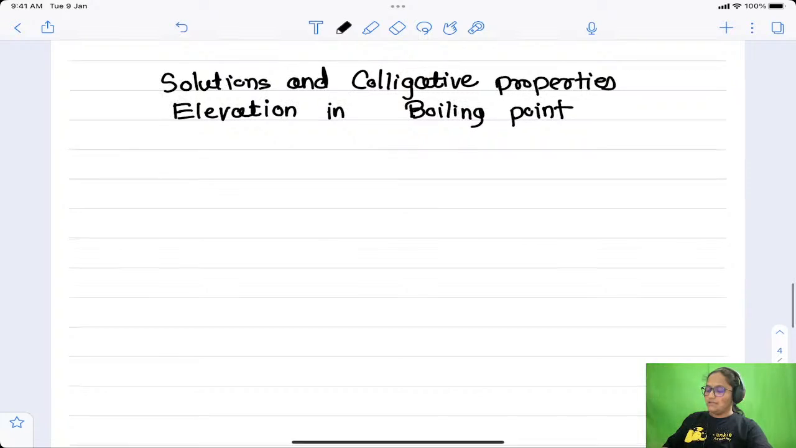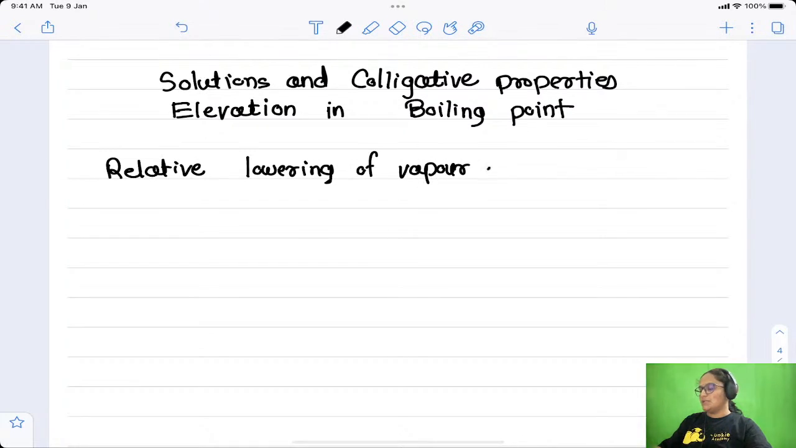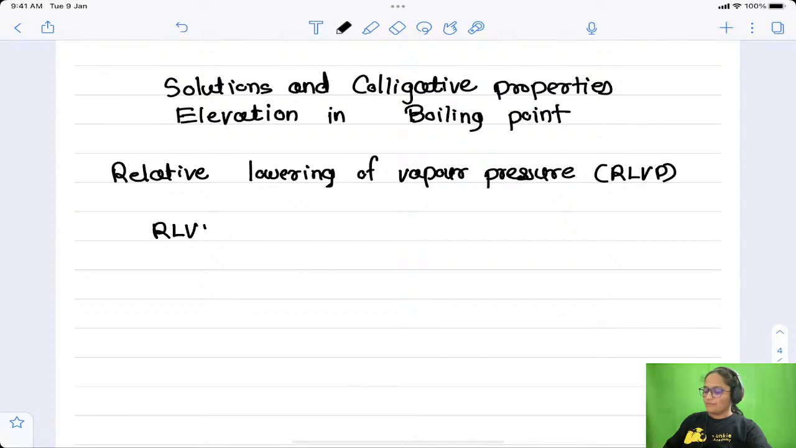Yesterday we discussed relative lowering of vapor pressure. What is the meaning of vapor pressure? That also I have explained to you in detail with the help of an experiment. RLVP is equal to delta P1 divided by P1 naught, that is equal to x2. This was the equation for the relative lowering of vapor pressure.